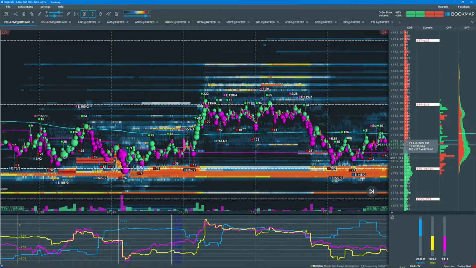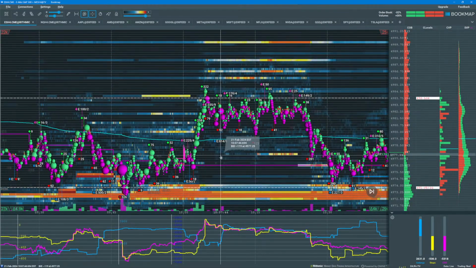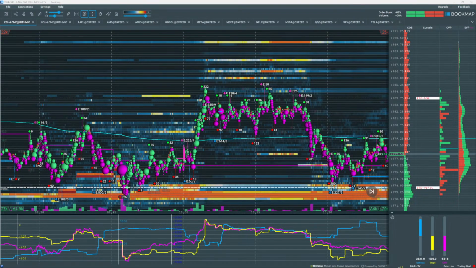So we know that both the blue line and the orange line were moving in the same direction from about 9:35 to 10:05. And right here, this was the best opportunity for a long entry right at the 495 level.